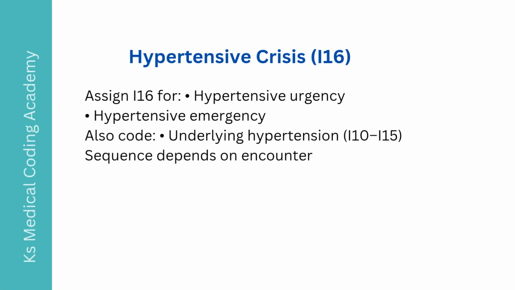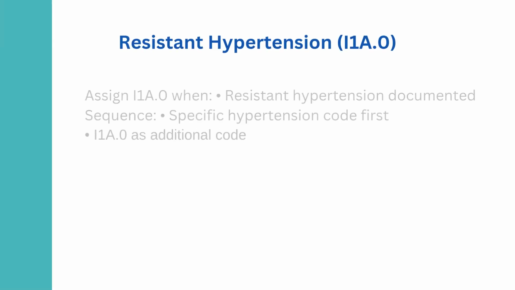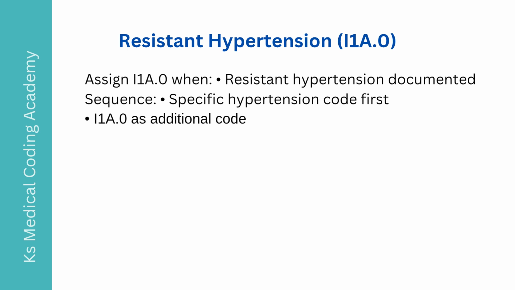Hypertensive crisis, I16. Assign I16 for hypertensive urgency and hypertensive emergency. Also code the underlying hypertension, I10 to I15. Sequencing depends on the encounter reason. Pulmonary hypertension, I27. Pulmonary hypertension is coded to category I27. For secondary pulmonary hypertension, code the associated condition or adverse drug effect, if applicable.